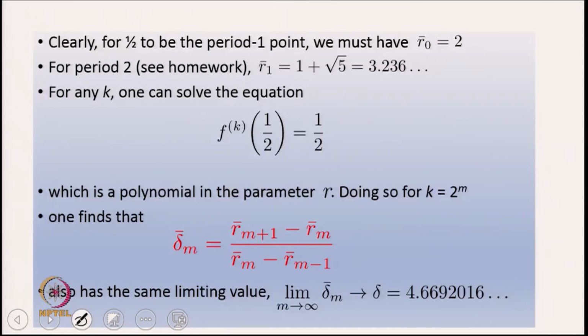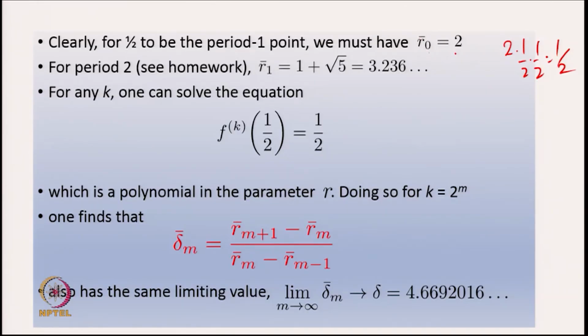Clearly, for a half to be the period 1 point, we must have r equal to 2, because r x into 1 minus x, so 2 times a half into a half gives you a half. So, a half becomes a period 1 point only when r takes the value 2, and we call this r bar 0, where the 0 tells you that it was period 1, 2 to the power 0, and the bar says that this is the value where you have superstability.